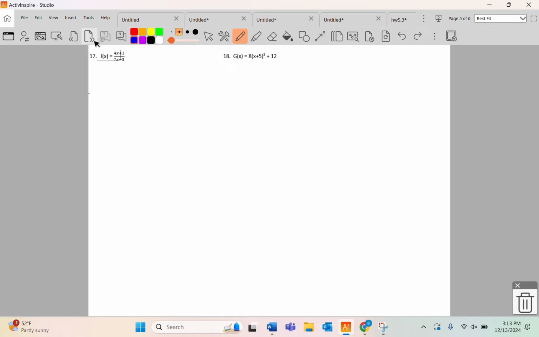All right, we got 18. It's not bad. Same steps as always. Every x you see becomes a y. Every y you see becomes an x. And now we're going to subtract 12 because this is easy. Always do easy stuff first.